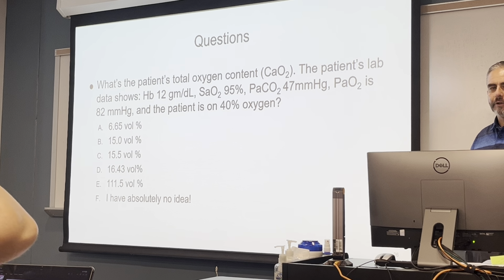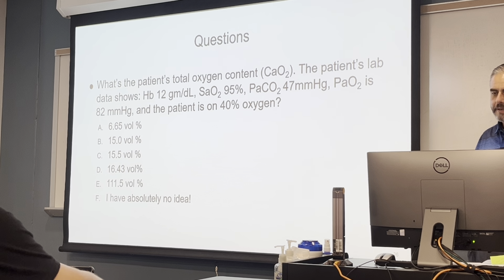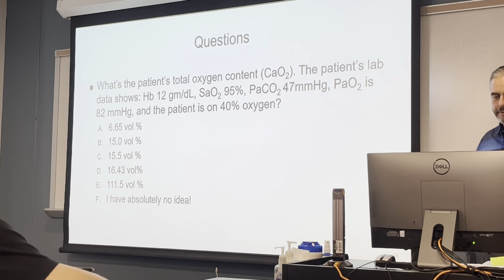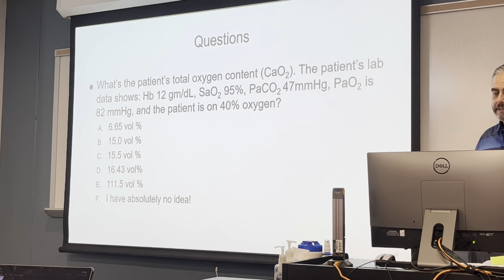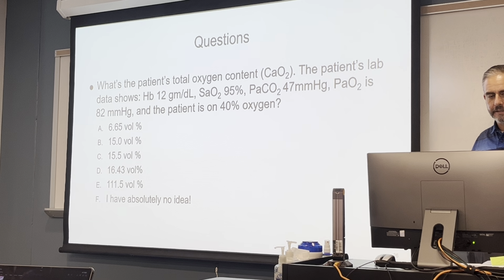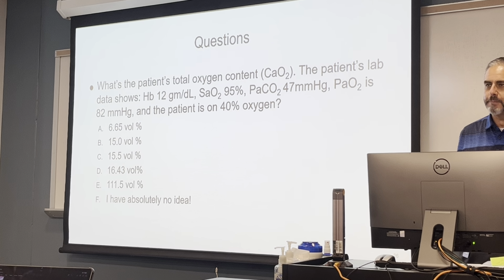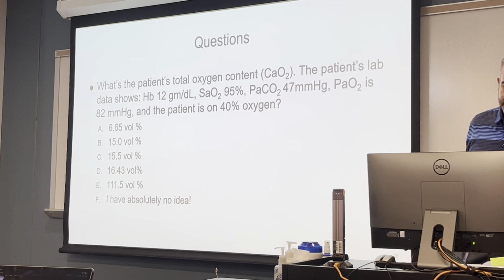What's the patient's total oxygen content? The patient's lab data shows a hemoglobin of 12, saturation of 95%, PaCO2 of 47, PaO2 of 82, and the patient's on 40% oxygen. You see your answer options. Hopefully it's not F that you're picking.